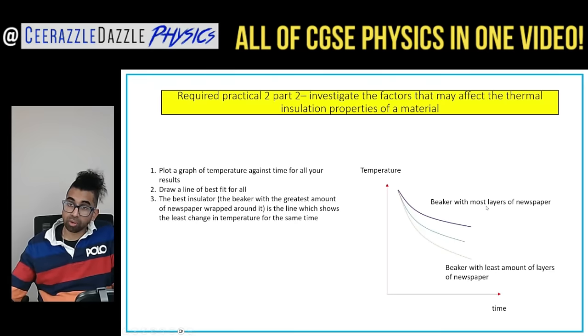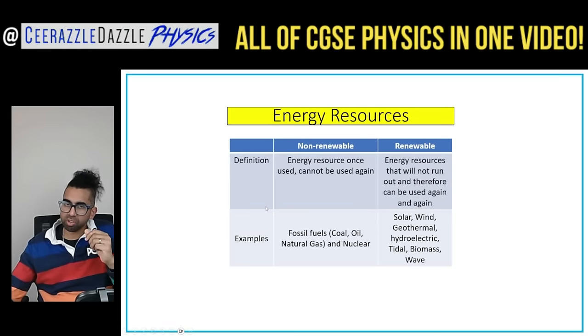So the beaker with the most layers of newspaper will have the smallest change in temperature. Why? It's the best insulator. Obviously because it's got the greatest amount of layers on it. And the beaker with the least amount of layers of newspaper will have the greatest drop over here. Just like a jacket. Obviously like you're wearing multiple layers, you're going to lose heat at a slower rate compared to someone with a very thin jacket. It's the same idea.